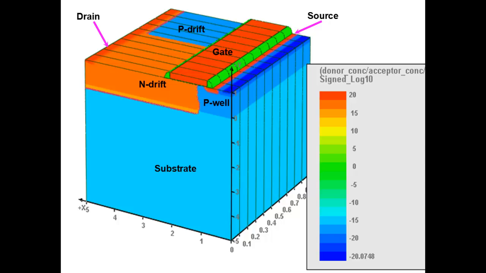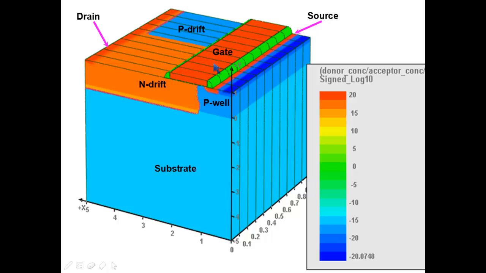This is the distribution of net doping for a superjunction LDMOS. The light blue part is the P-type substrate. The orange color part is the N-type drift region. The sky blue part is the P-drift region. And this part is the P-well.